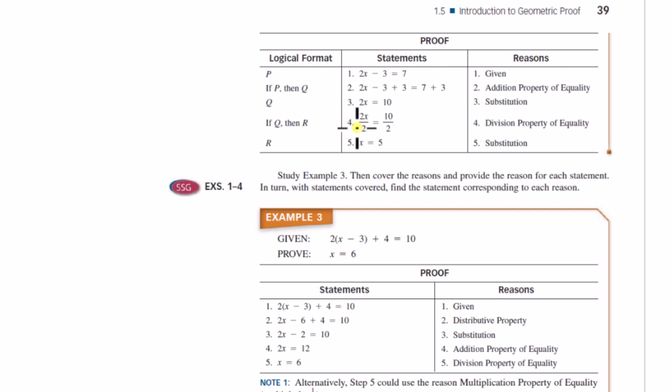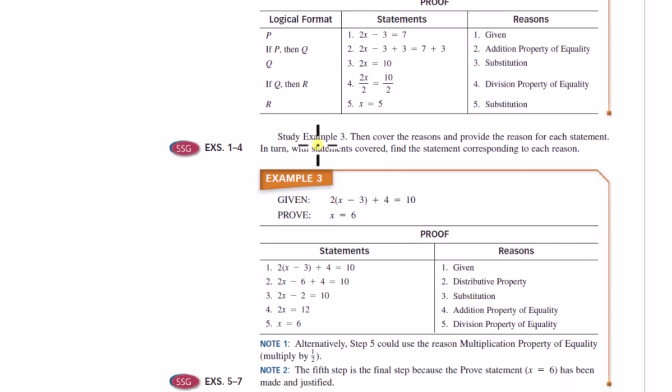2x divided by 2 is equal to x. They're making the substitution. Since you have 2x divided by 2 is equal to 10 divided by 2, and since 2x divided by 2 is equal to x, they just replace 2x divided by 2 with x. Since 10 divided by 2 is equal to 5, they replace 10 divided by 2 with 5.